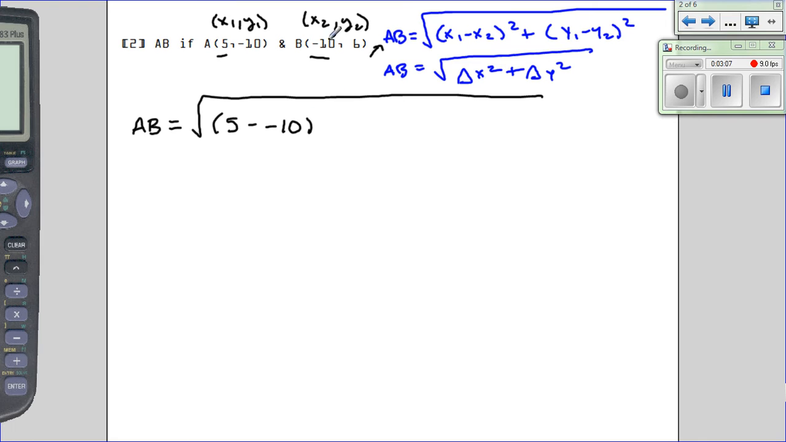We'll square it. I'm going to add that to the y minus y1 squared value. So y1 is negative 10, y2 is 6. Again, I'm just going to put in parentheses because I'm not trying to solve this as we go. I'm just going to write it down first, and then we'll do some simplification.